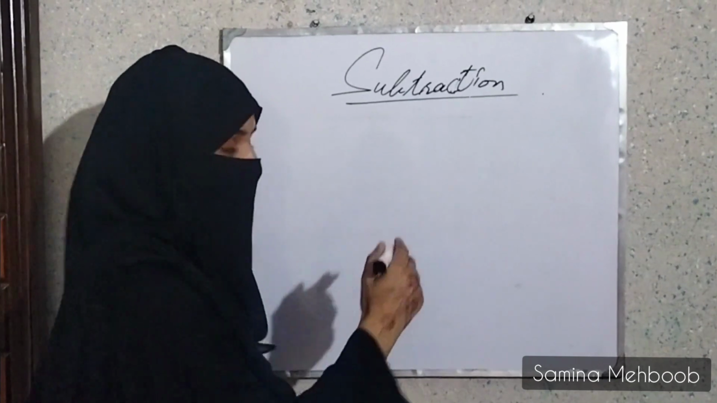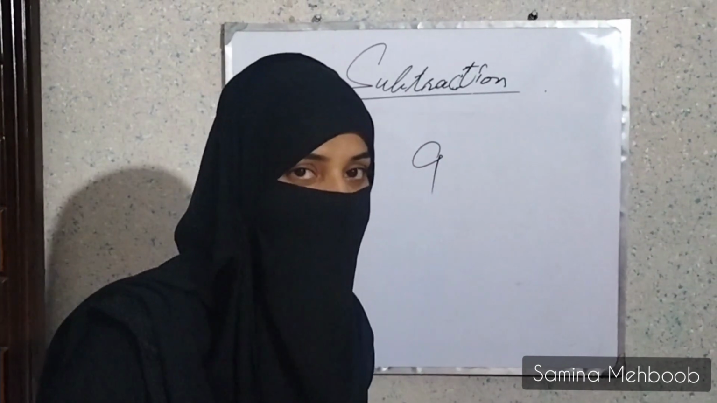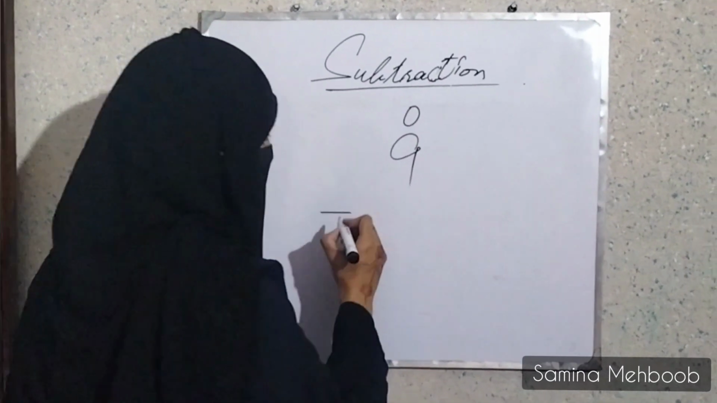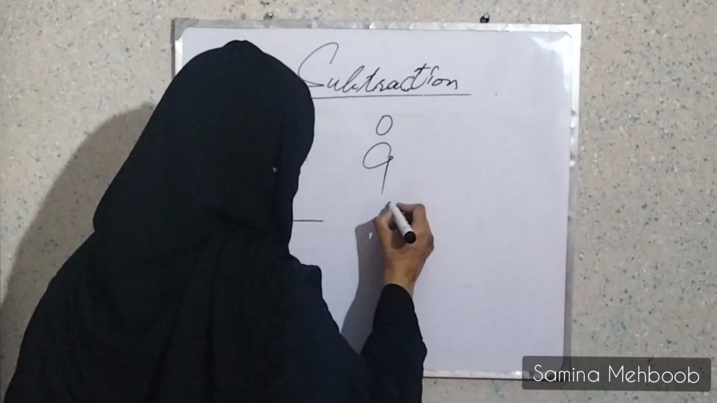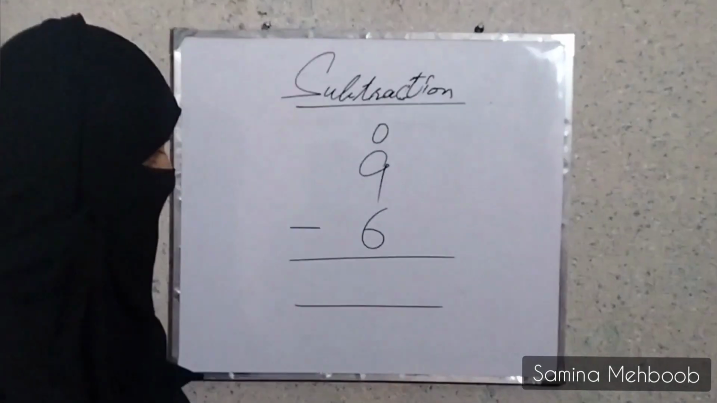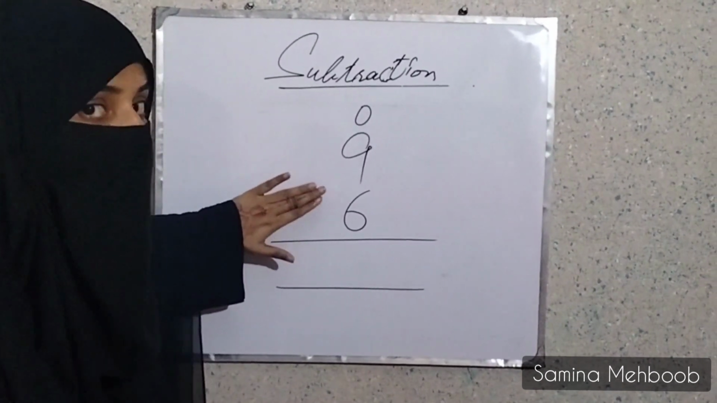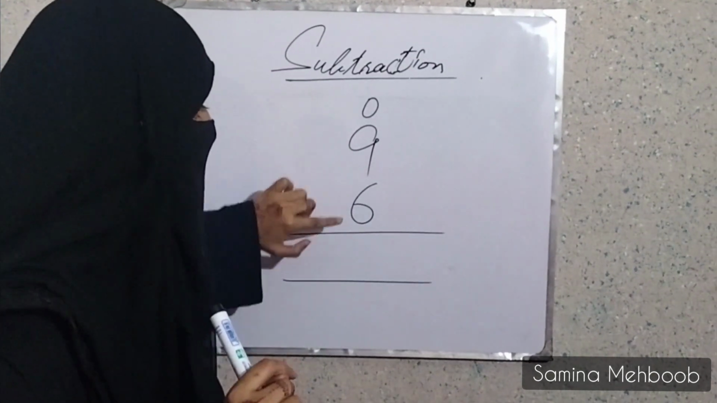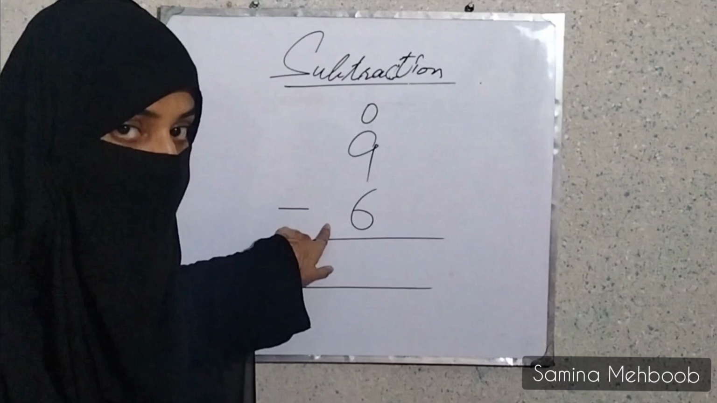Again, I am going to write a number. The number is 9. What's the place value of 9? The place value of 9 is ones. And I am going to subtract another number. The number is 6. Now, what is the smaller number in this question? From 9 and 6, the number is 6. Remember, always the second number will be the smaller in subtraction. Then we can subtract.